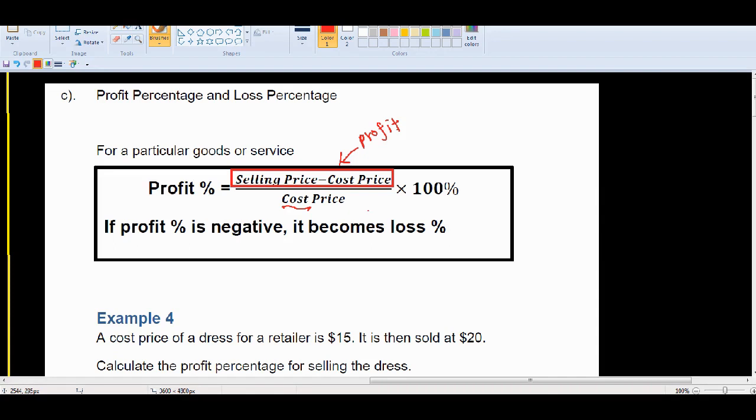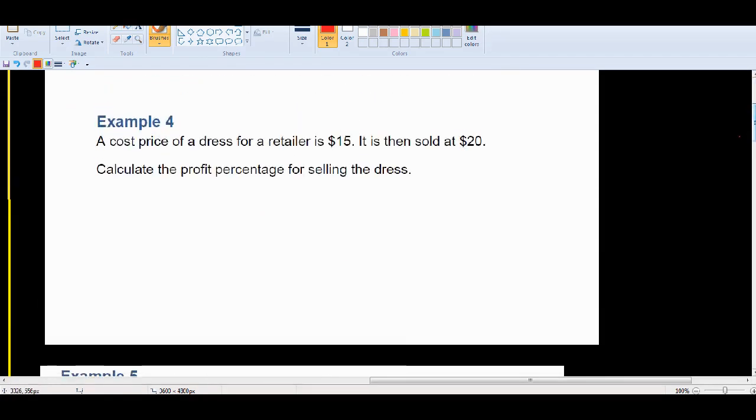So it's profit divided by cost price, and then times 100%, just a conversion into a percentage. Sometimes you see that the profit percent is negative, because you might have a selling price lower than the cost price. In this case you get a negative profit. Negative profit means loss.